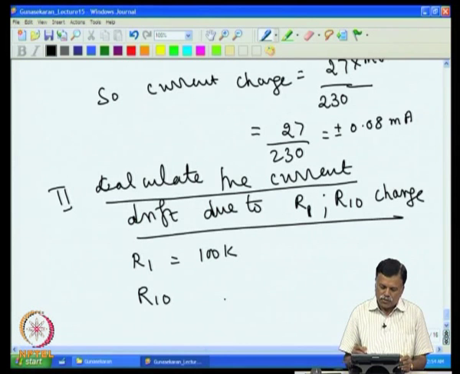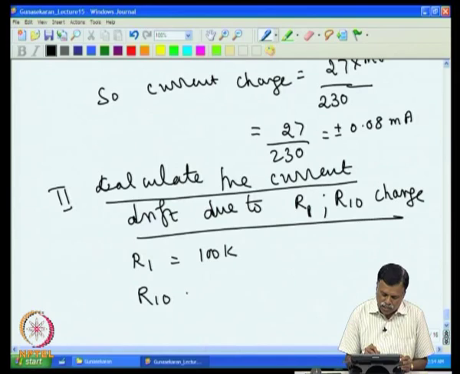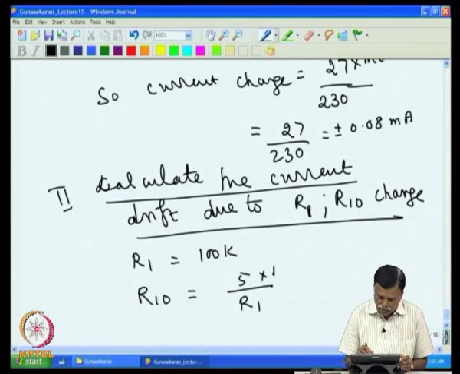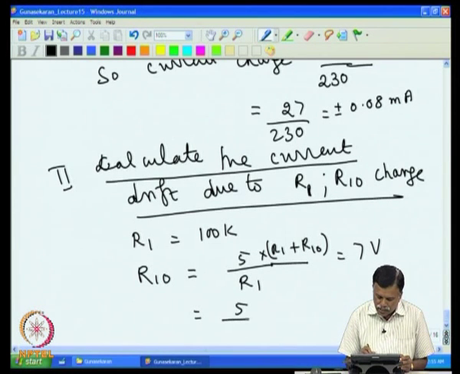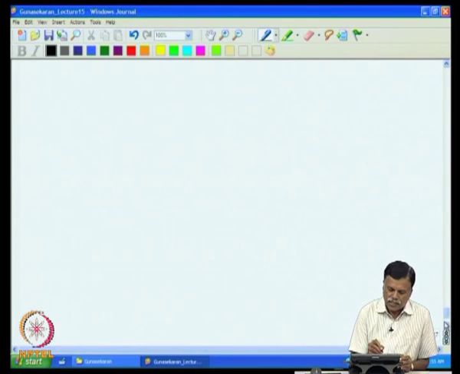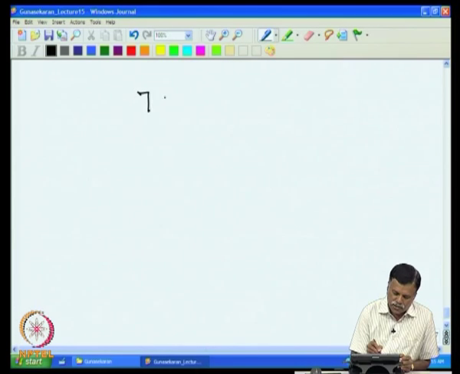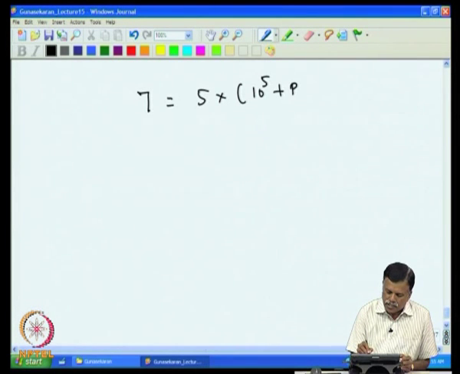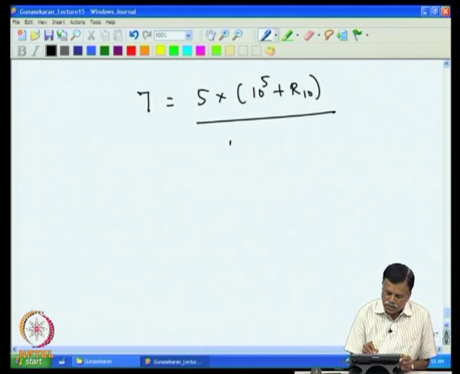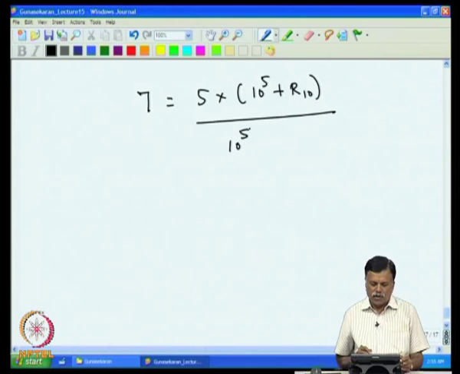Because we know the ratio between R1 and R10, we already did this one. So, R10 is equal to 5 divided by R1 into R1 plus R10, that is supposed to be 7 volt. Now R1 is known, so R10 can be calculated. So, 5 by 100k, 10 power 5 into 10 power 5 plus R10, that is equal to 7 volt. That is, 7 volt is equal to 5 into 10 power 5 plus R10, divided by 10 power 5. So, we have to find out now R10 in this.